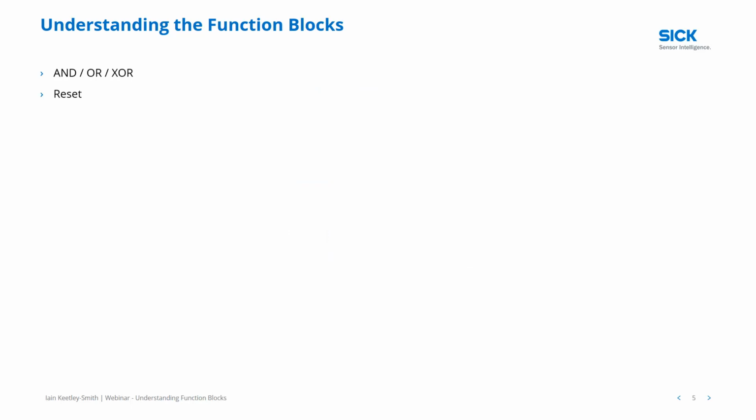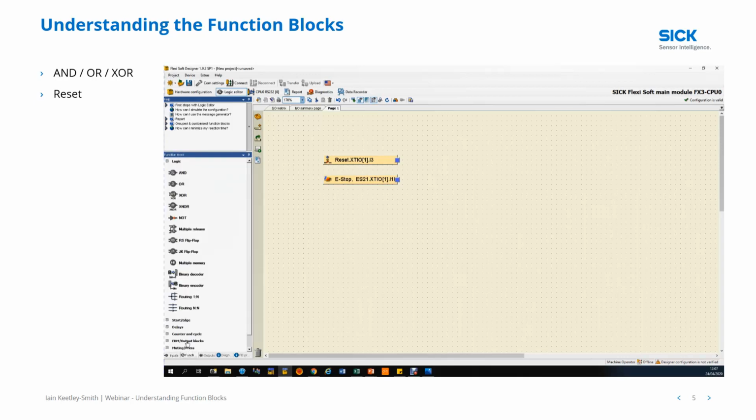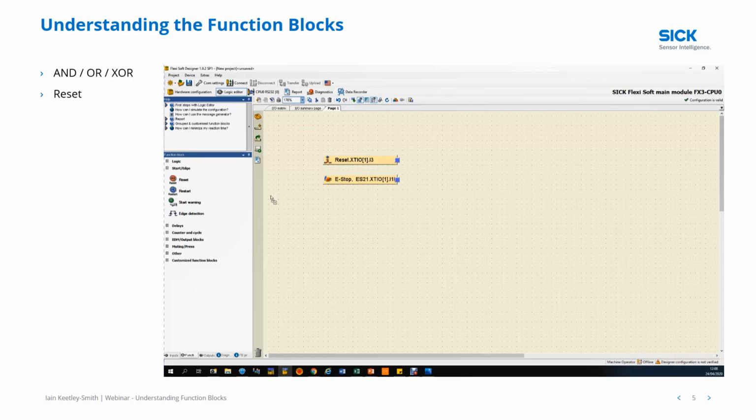So let's have a look at the reset next. Again, we'll open up our logic editor, and in this case we will bring in an e-stop push button, and then we will bring in the reset. In your function blocks down at the bottom between inputs and outputs, if we go to the start edge, you'll see there's a reset block there, so we'll drag that over and drop that down and then play a game of join the dots.